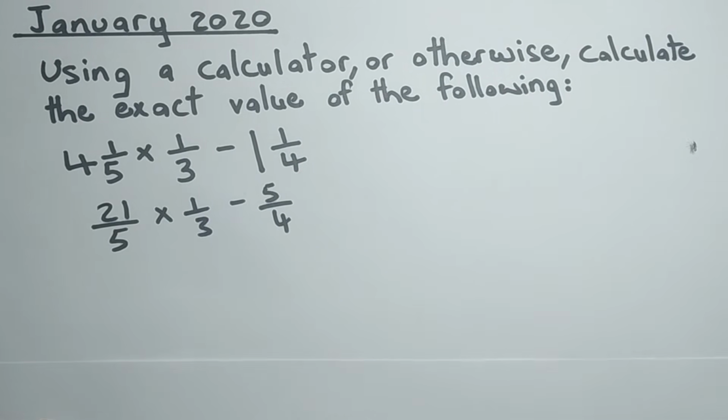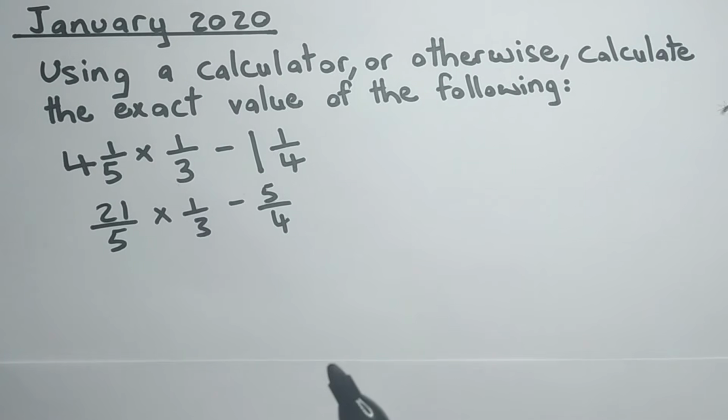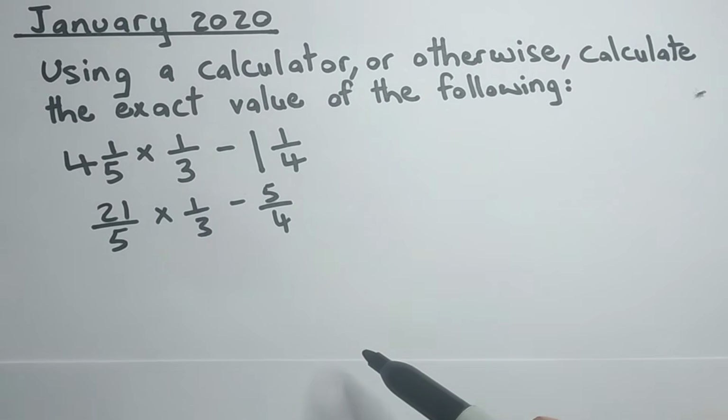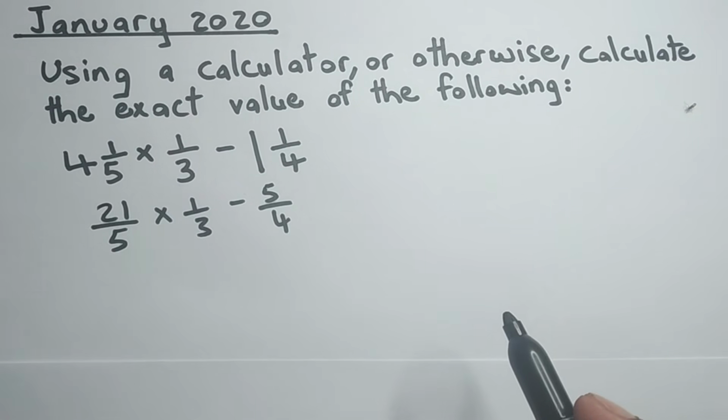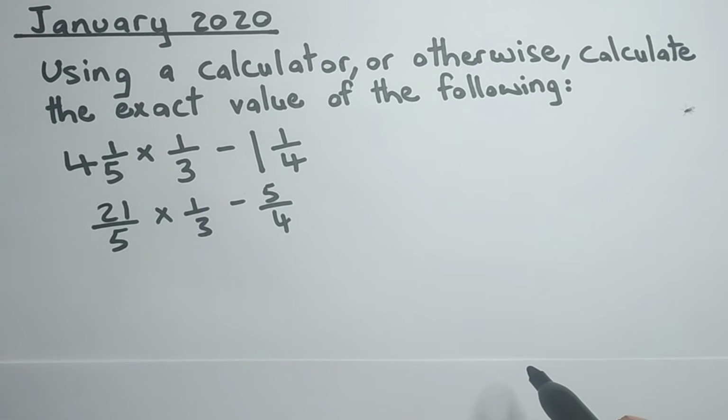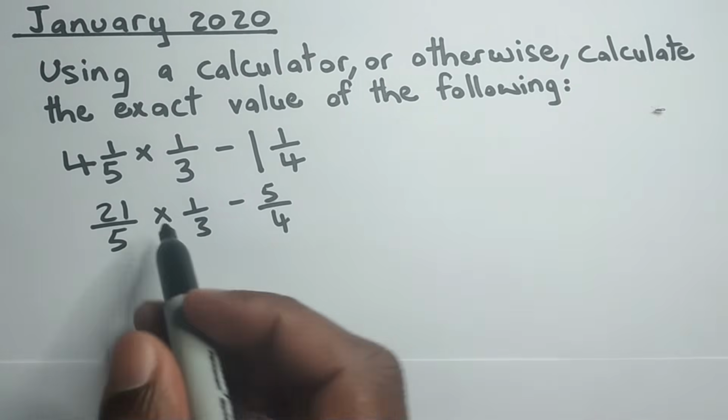Now what we're going to do, we have to multiply first, because according to the order of operations, we have to multiply before we subtract. If you also want to learn the order of operations, you can check the description below. I'll have that video titled Order of Operation, and the link to that video will be in the description section below.